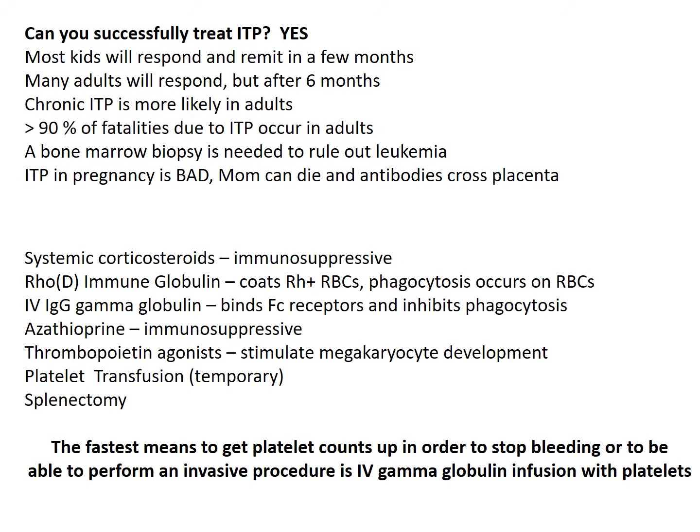One thing that you do want to do is differentiate ITP from leukemia. That can be done with a bone marrow biopsy. We'll talk about leukemia in a minute or two here. A mom who develops ITP during pregnancy, that's not good. Not only is she at risk of bleeding, but those autoantibodies can cross the placenta and start to adversely affect the infant on the other side of the placenta. So platelet counts are also screened for in pregnancy.